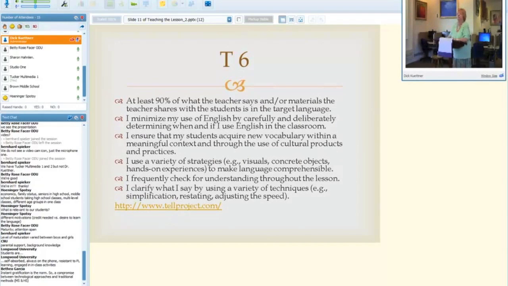It is so easy to revert to English. It's actually just as easy to teach it in the target language. It's a mindset that we have to put ourselves in, that we are going to use the target language in class and figure out a way to be comprehensible in that language with the student. And that's the whole purpose of the input. I minimize my use of English by carefully and deliberately determining when and if I use English in the classroom.